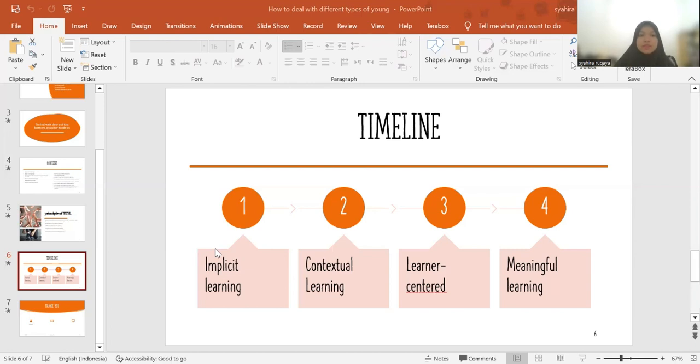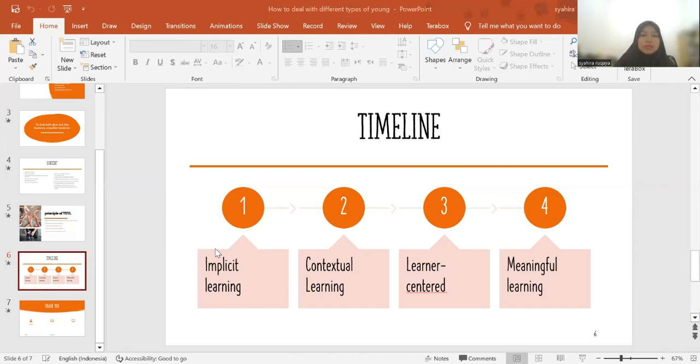Next is learner-centered learning, which focuses on interaction. Instead of just listening, students are more active in completing projects, presentations, or group work. For example, a presentation in class.